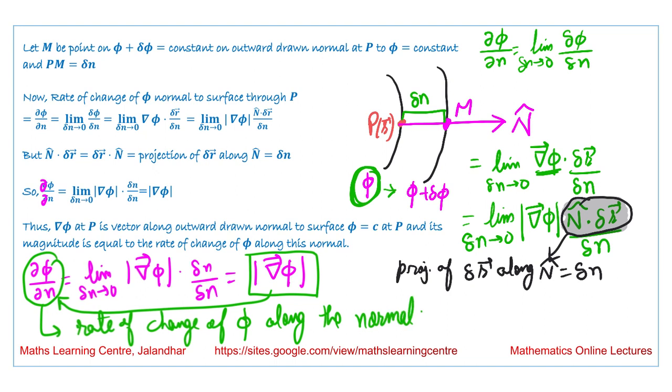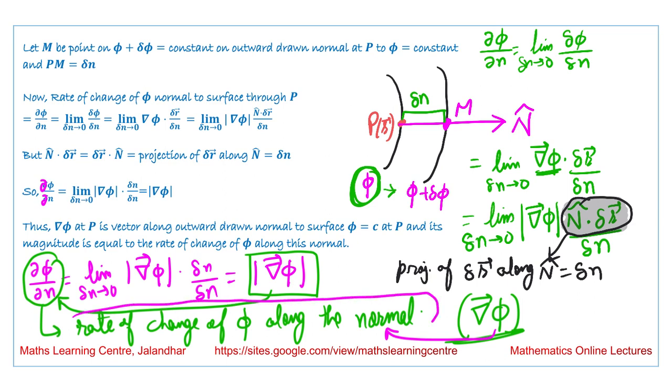So we have obtained that gradient of phi is a vector quantity. The magnitude of this gives us the rate of change of phi along the normal, and the direction of this vector quantity is the direction of the unit normal. So this is the physical meaning of gradient of a scalar function.